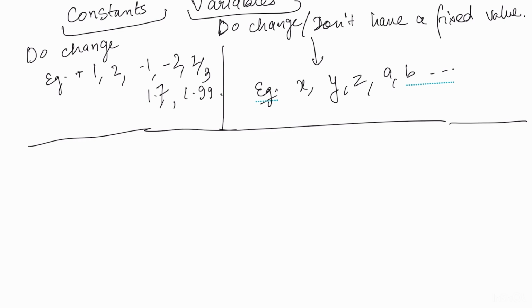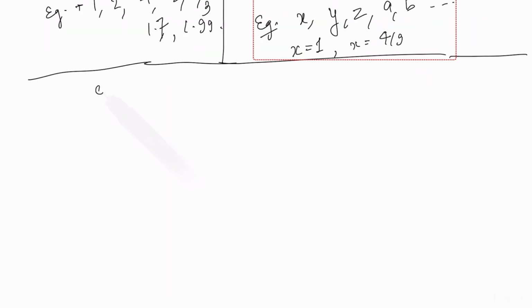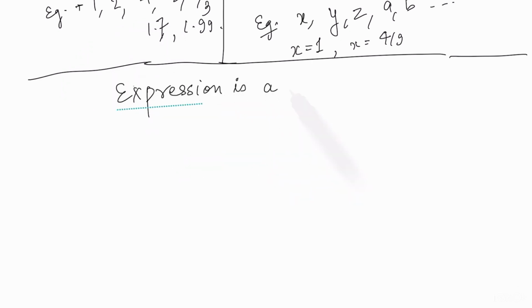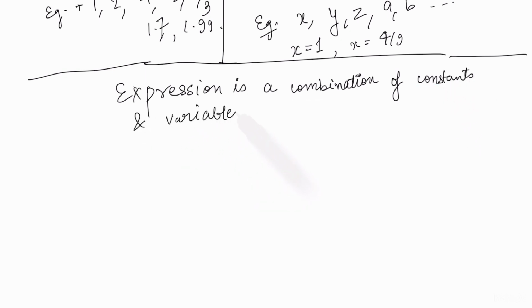You may have done the chapter on linear equations. Even if you have not, I can give you an example: x can be 1 sometimes, x can even be 4 by 9 sometimes, so x can take any value. Then we have an expression. Or before expression we have a term. Actually, an expression comprises terms. So an expression is a combination of constants and variables.